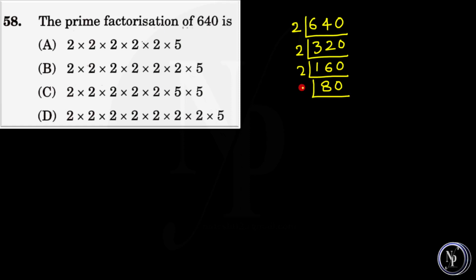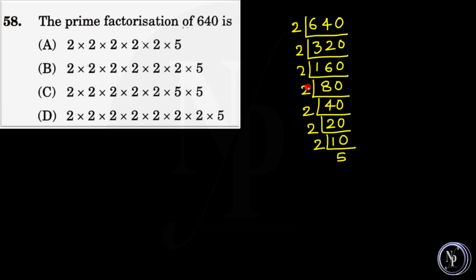So again dividing 80 by 2, we get 40. 2 times 40 is 80, 2 times 20 is 40, 2 times 10 is 20, and 2 times 5 is 10. 5 itself is a prime number, so we stop dividing here. So now if you count the number of 2s here: 1, 2, 3, 4, 5, 6, 7.